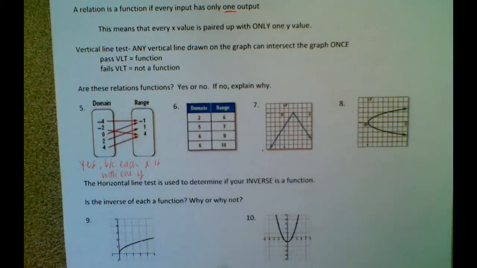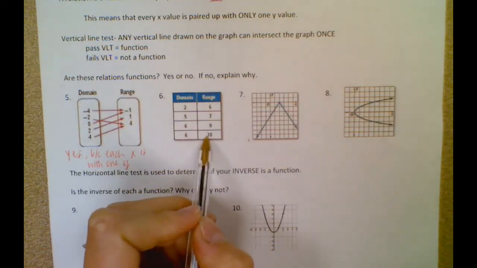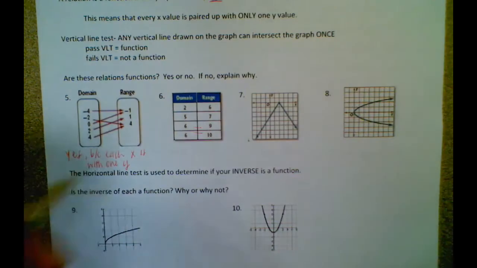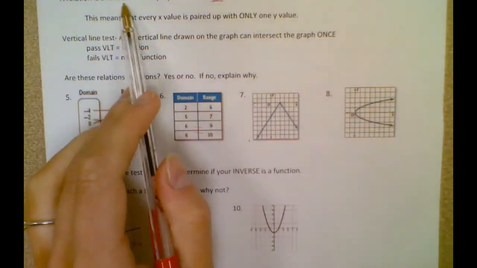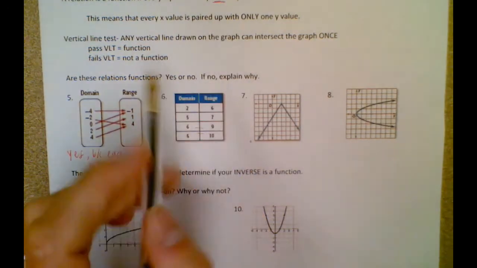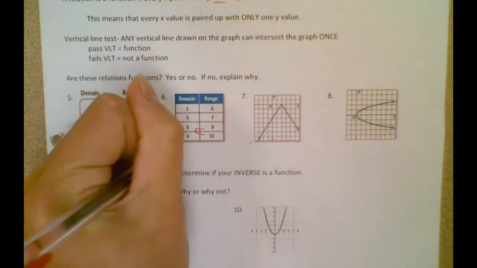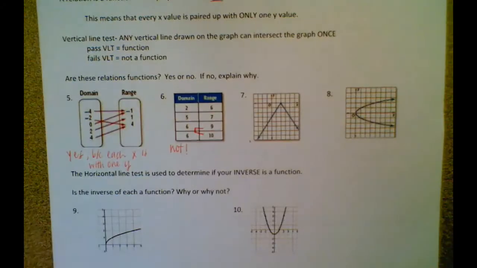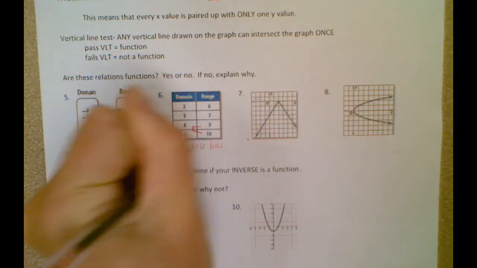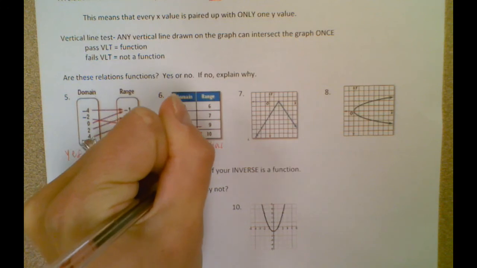All right, number 6. We got 2, 6, 5, 7, 6, 9, and 6, 10. Woo. 6 goes to 9 and to 10. So remember, a relation is a function if every input has only one output, okay? The number 6 has 2 outputs, so this is not a function. X equals 6 has 2 outputs.